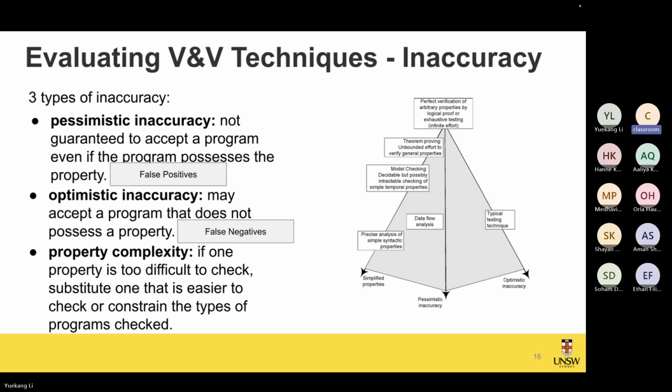It's actually optimistic inaccuracy, because according to the definition, optimistic inaccuracy is that as far as certain requirements could be met, right? And that requirement could be like passing all the tests. So we can say as far as we pass all the tests, we can accept the software. So testing often leads to optimistic inaccuracy.